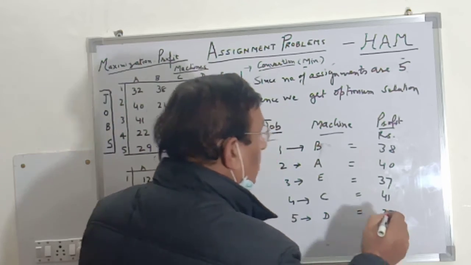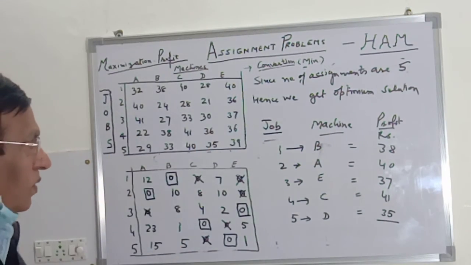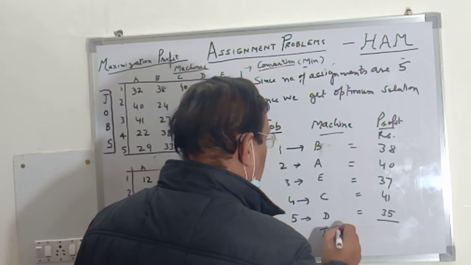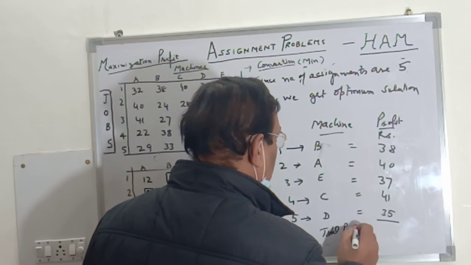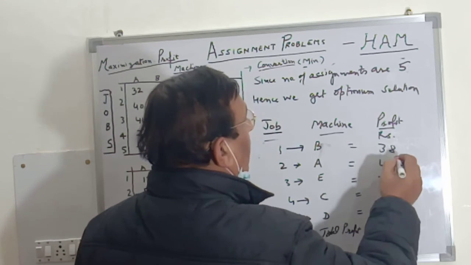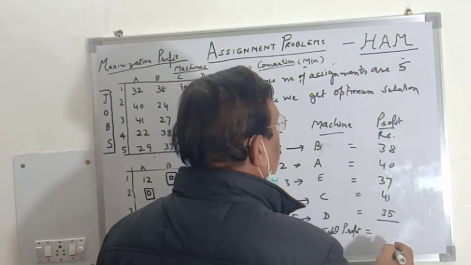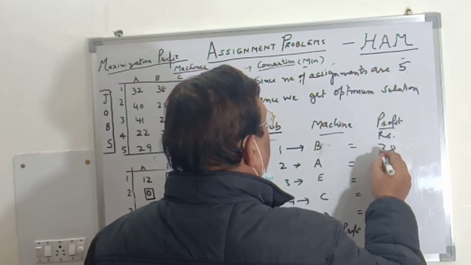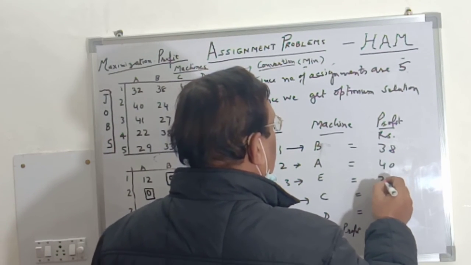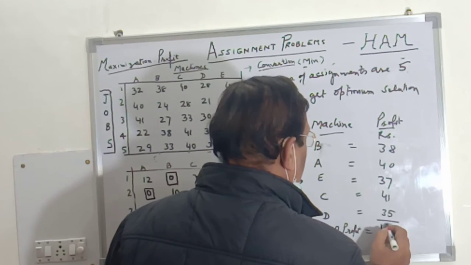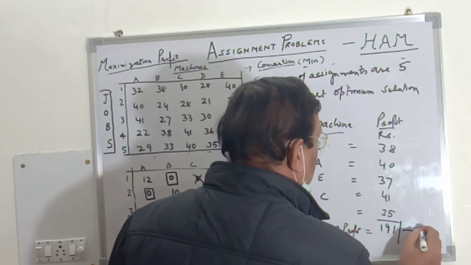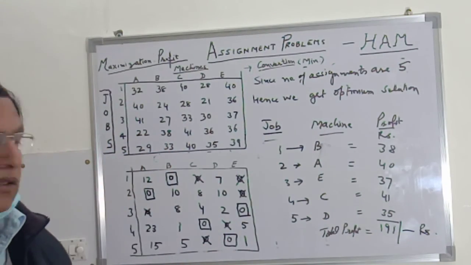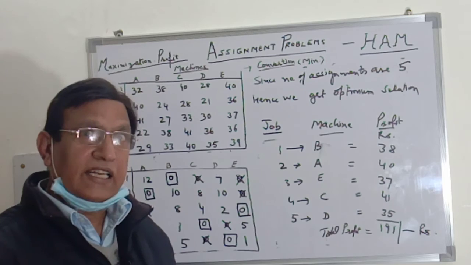So this is the maximum profit you will be getting, and the total profit will be 8, 7, 15, 16, 21, 2, 5, 9, 12, 16, 191 rupees. And this is your optimum solution. So this profit cannot be further increased.